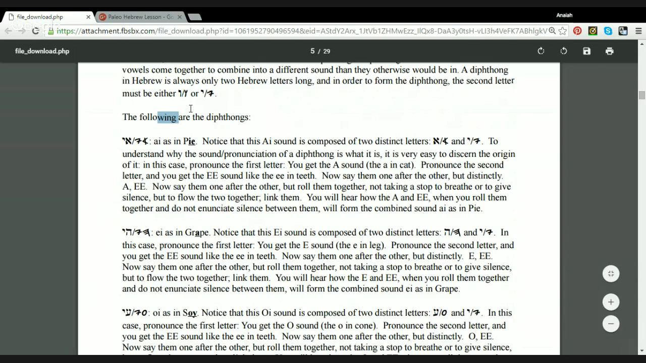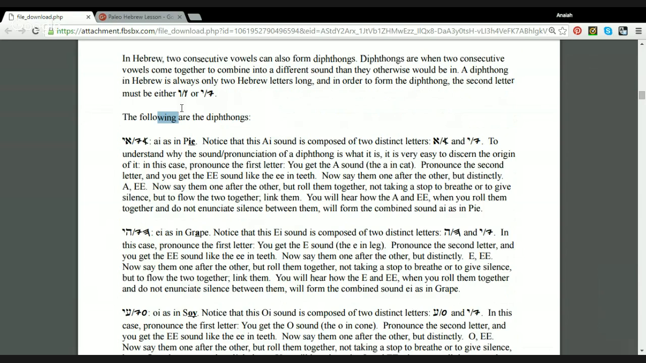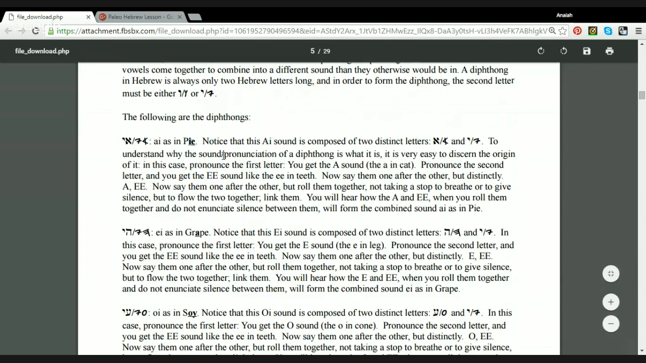The following are diphthongs. You'll find this in Greek and Latin. Here is the AI, as in pie. Notice that this I sound is composed of two distinct letters, aleph and yod. To understand why the pronunciation of a diphthong is what it is, it is very easy to discern the origin of it. In this case, pronounce the first letter, you get the A sound, the A in cat. Pronounce the second letter, and you get the E sound, like the E in teeth.